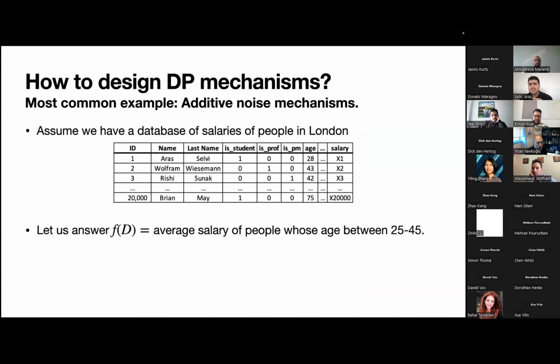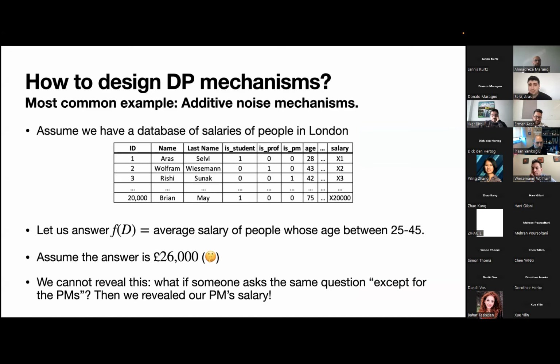And I'm asked, what's the average salary of all these people that are between 25 and 45 years old? Okay. So let's say the true answer is 26,000. But of course, I don't want to share this with anyone, because if I allow this much honesty, then someone can ask, okay, now tell me the same answer, but except for the prime ministers. We have one prime minister, and if I give the same average answer without the prime minister, someone immediately understands how much Rishi Sunak makes. So I don't want to share the true answers with public.